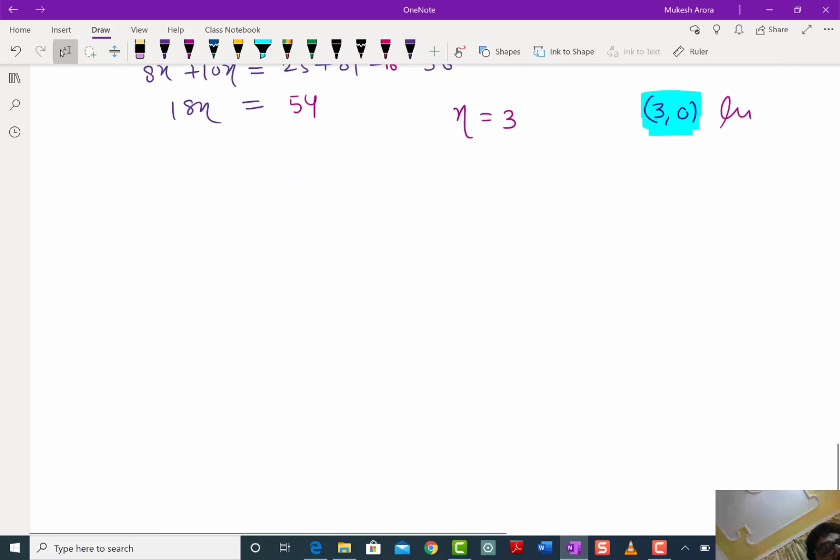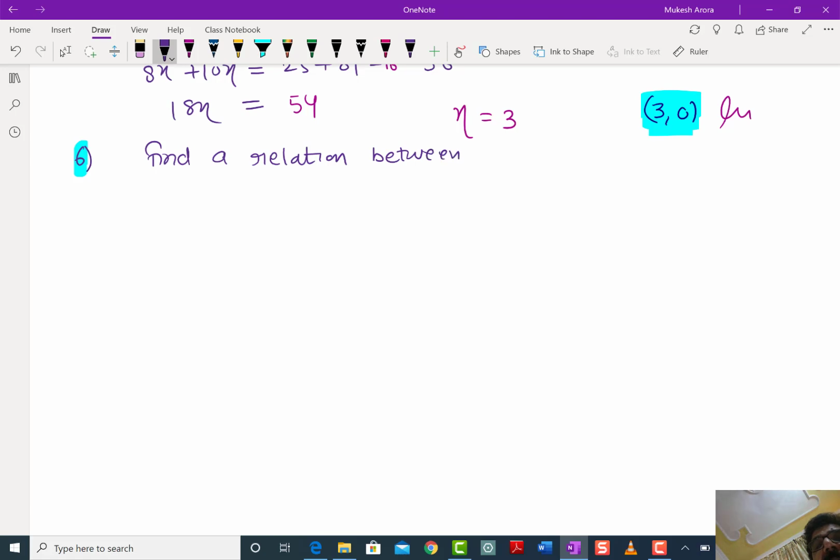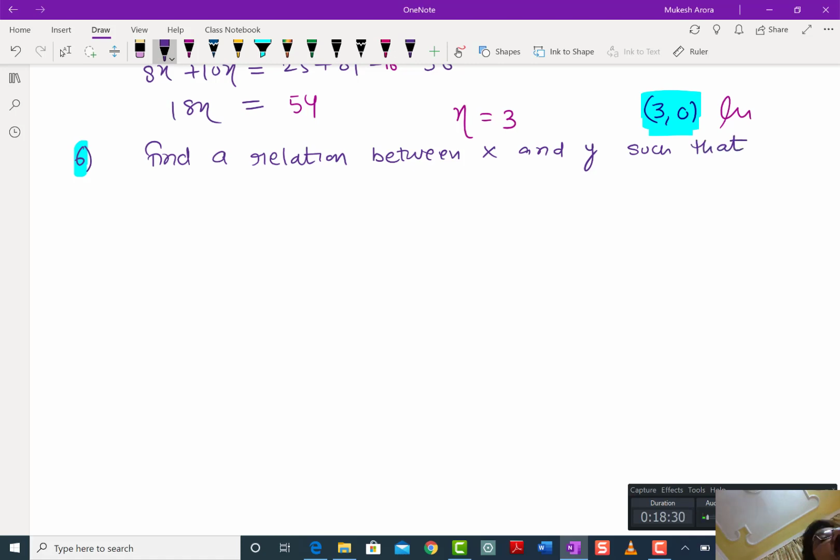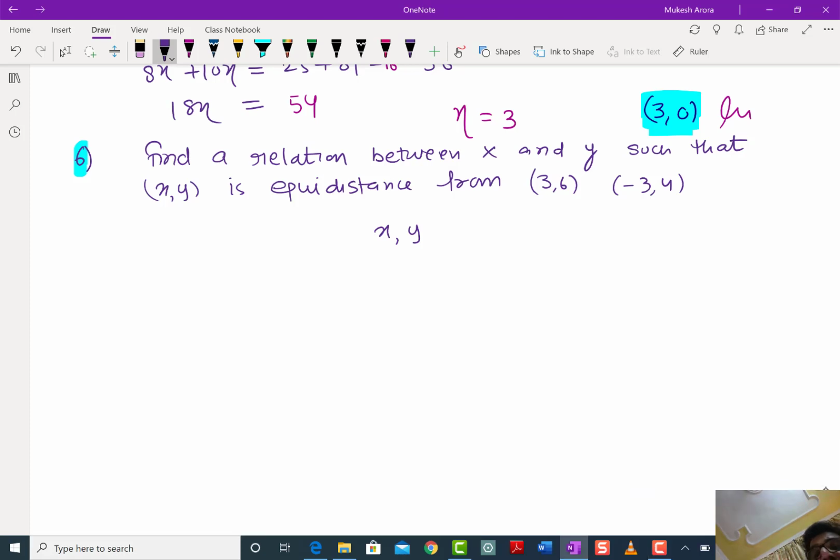Question 6: find a relation between x and y such that x and y are equidistant from 3 and 6 and minus 3 and 4. x and y are equidistant from (3, 6) and (minus 3, 4).